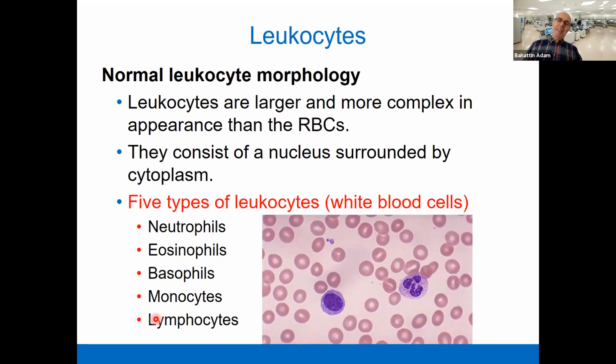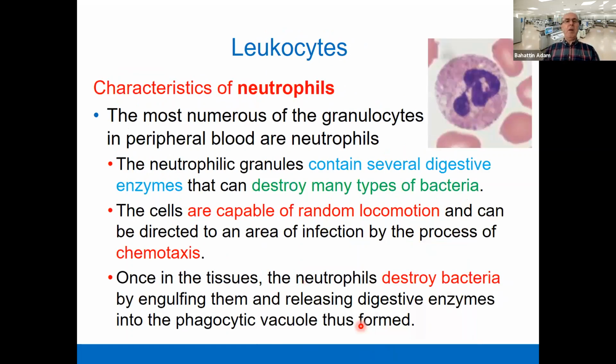We have to know the structure and the appearance of the white blood cells, the neutrophil, lymphocytes, and erythrocytes. As you see here, these are erythrocytes. These may be platelets, and this is a lymphocyte, and this is a neutrophil with a multilobed nucleus. I'm going to show you other pictures. Now the characteristics of the neutrophils.